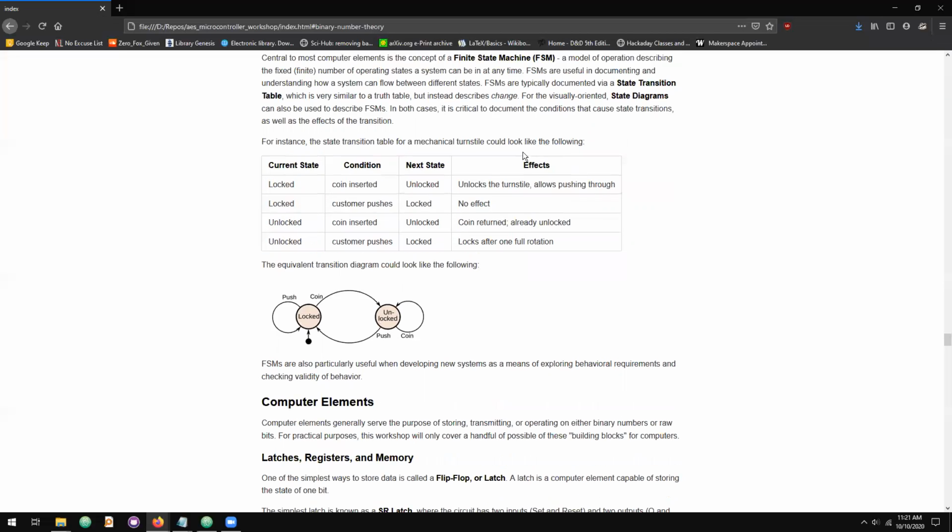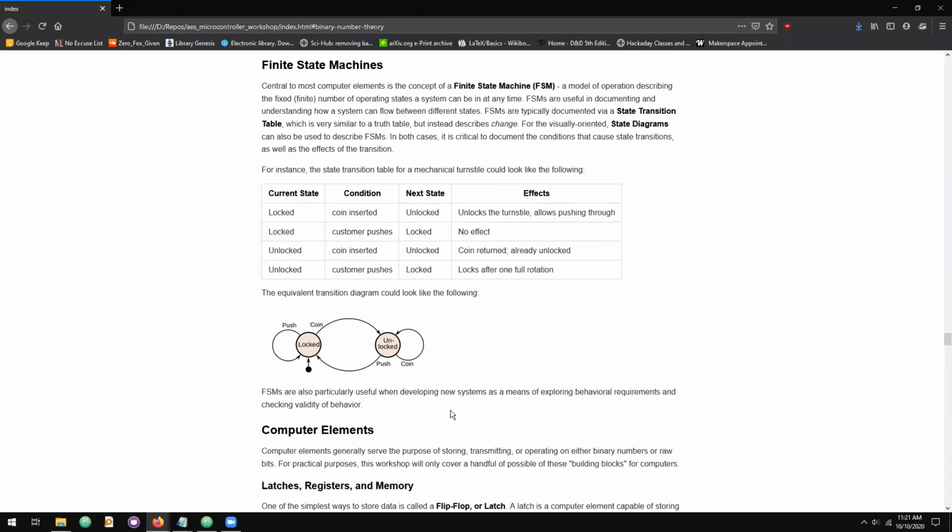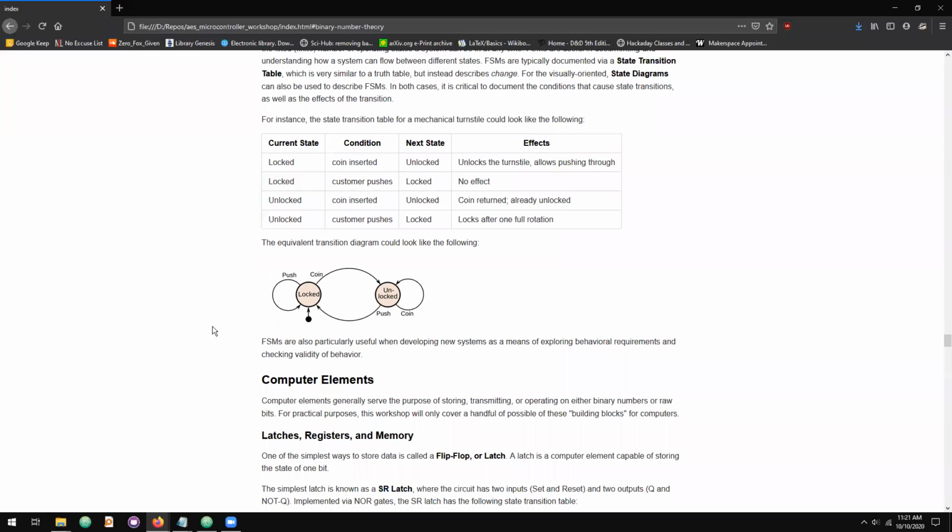State machines are really useful when developing new systems. They allow you to explore the behavioral requirements of that system. And again, this assumes the system is capable of change. If it's something like a mathematical operator, that's always true regardless of what inputs you give it. A mathematical operator doesn't have any state because it's not changing.